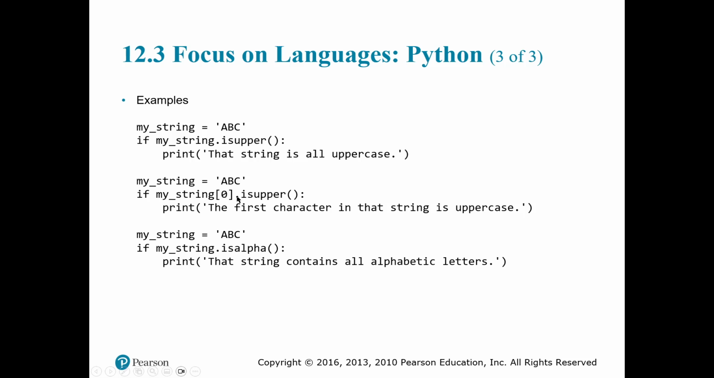And then again, the same thing. Dot isUpper. This will also return true because our first character is uppercase. And if we run isAlpha, this will also return true because all of our characters are alphabetic letters in this string. So pretty simple.